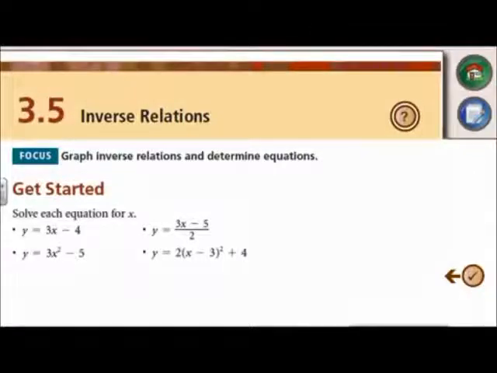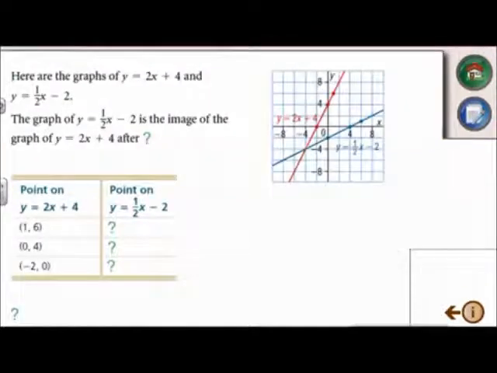All right, welcome to the last episode of the Transformations chapter. We're looking at 3.5 inverse relations now. Let's start. All right, looking at the two lines that we've got going here.